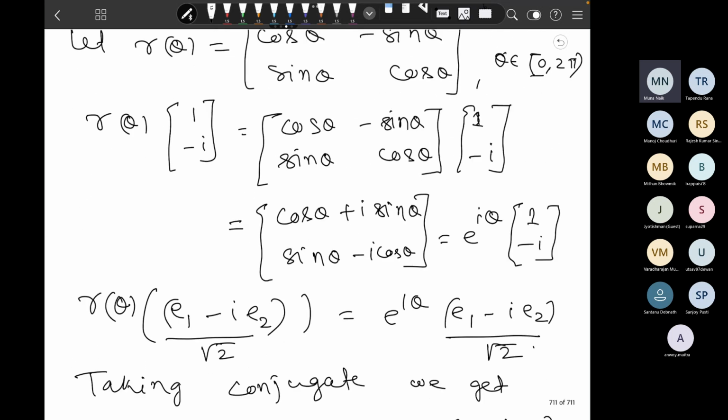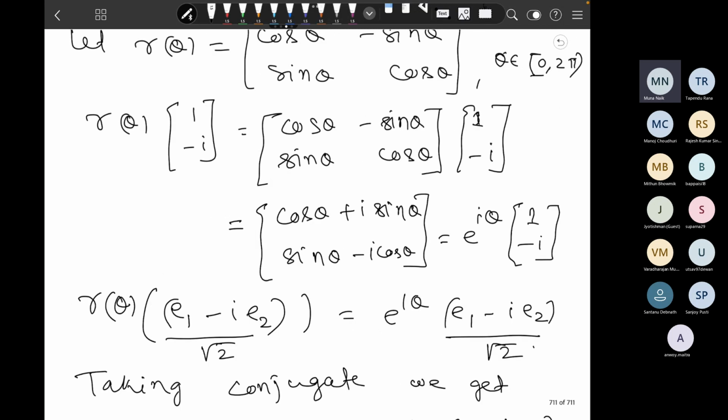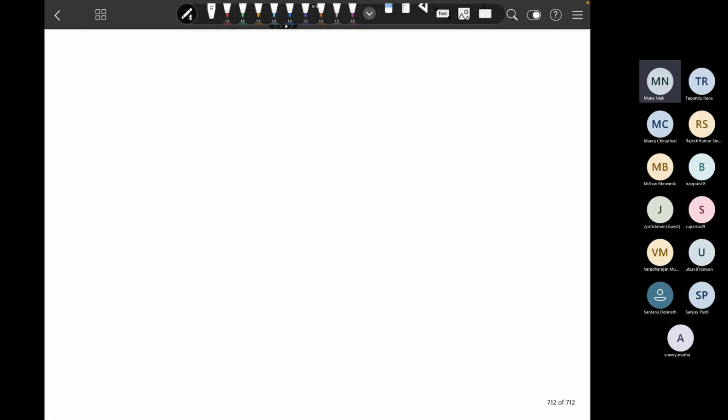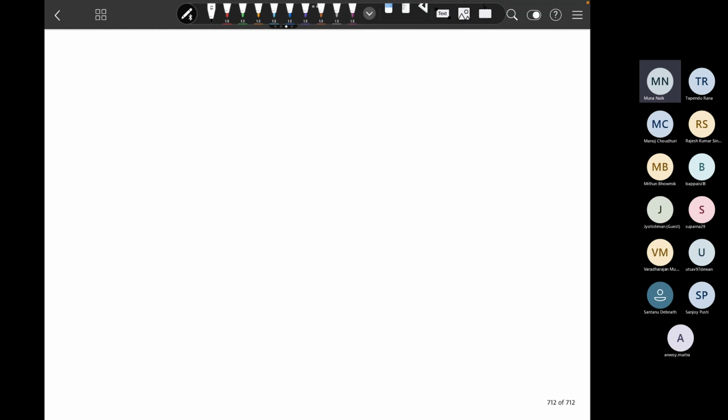Okay, so this is the thing you should remember. If R theta acts on 1 by root 2 (u1 minus i e2), I will get e to the power i theta times it, and something like that. Basically, R theta has eigenvalues e to the power i theta and e to the power minus i theta, and these are the corresponding eigenvectors. Okay, so now I discuss the case 5, 6, 7. This is the 7th example.